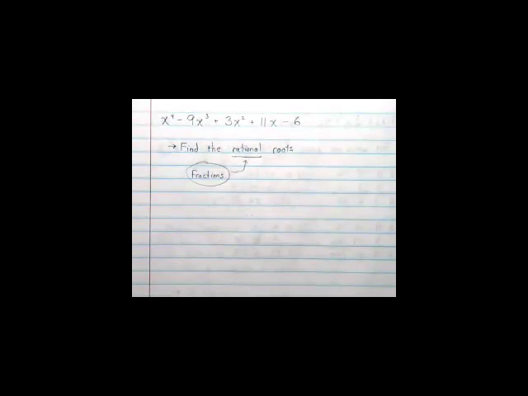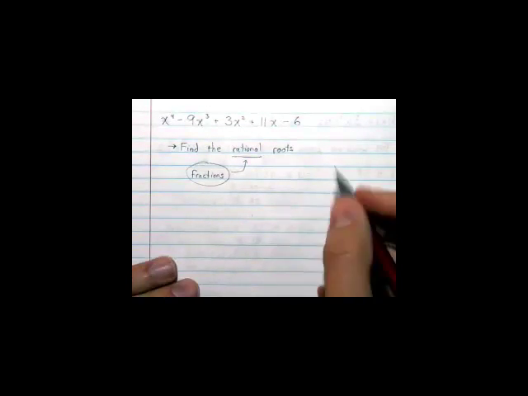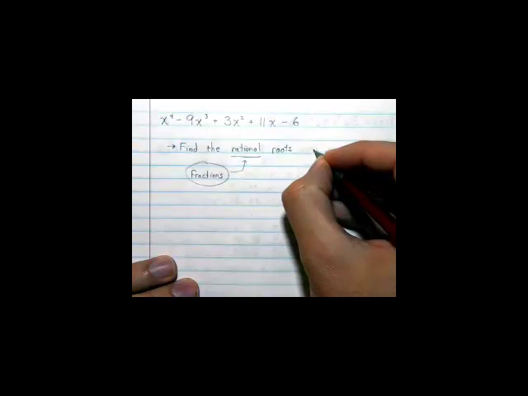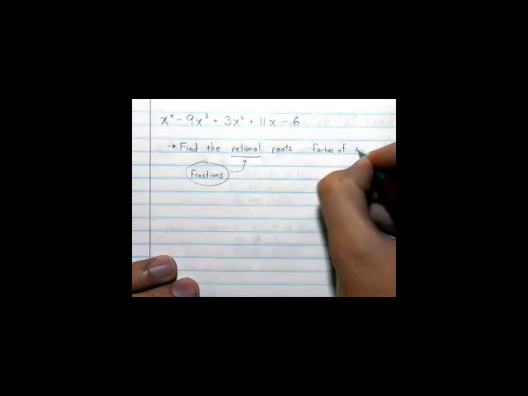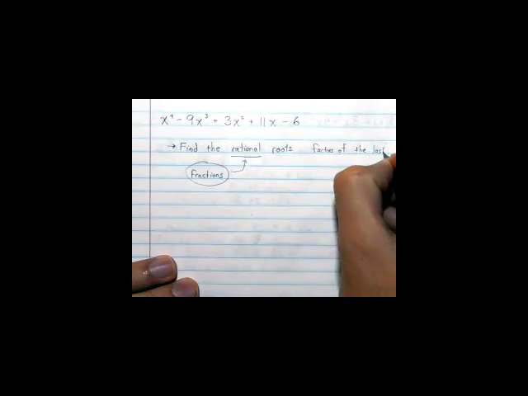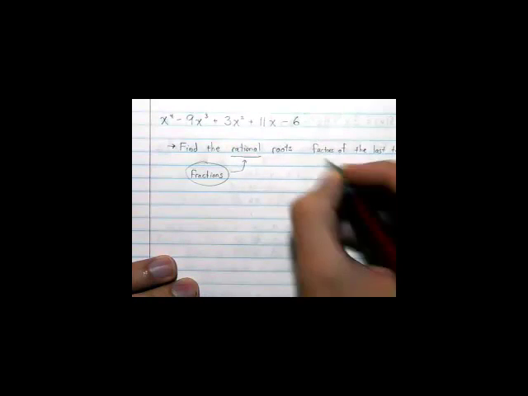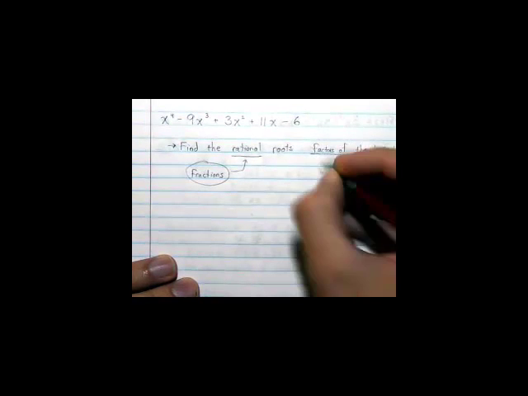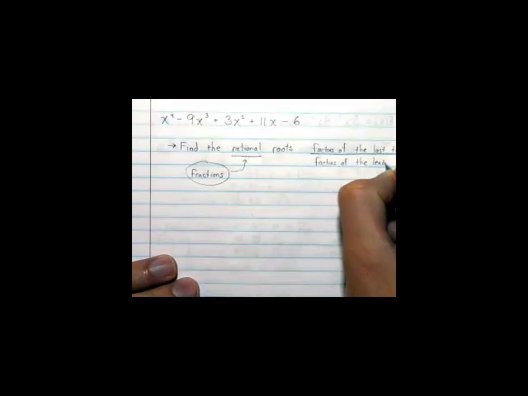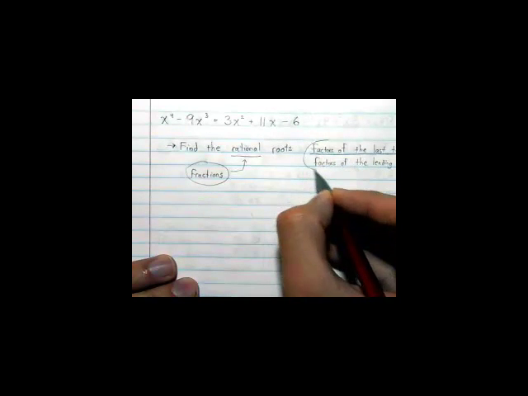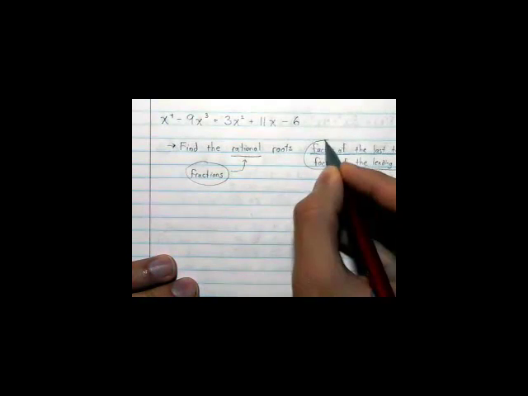All right, and so like I said, you've done this before in Algebra 2. You guys did do a bit of this. So we'll see if this looks familiar to you. You're going to do factors of the last term divided by factors of the leading term. And when I talk factors on this, I mean like the coefficient, not the x, just the number itself.